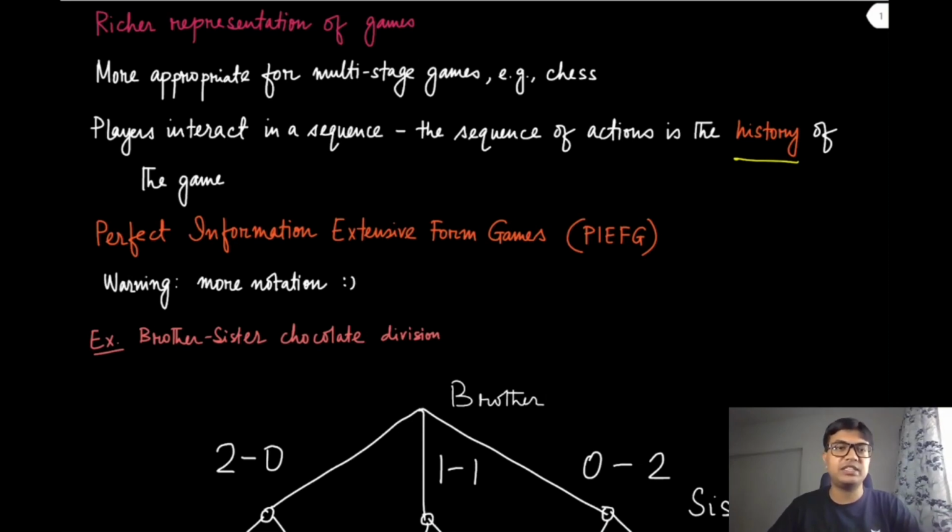So first is the perfect information game, where every move and every state of the game is visible to all the players. Because this is a richer representation, expect a little more notation. We'll develop all those things and try to explain them in as much detail as possible.